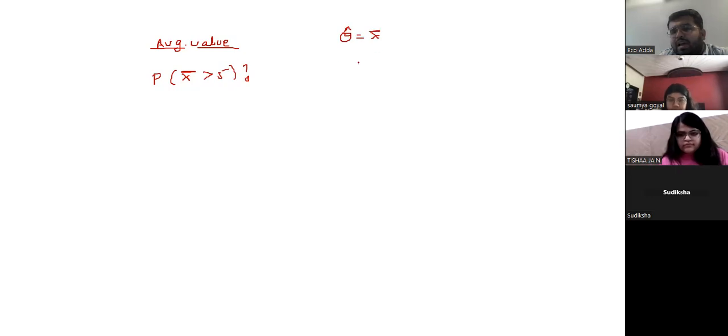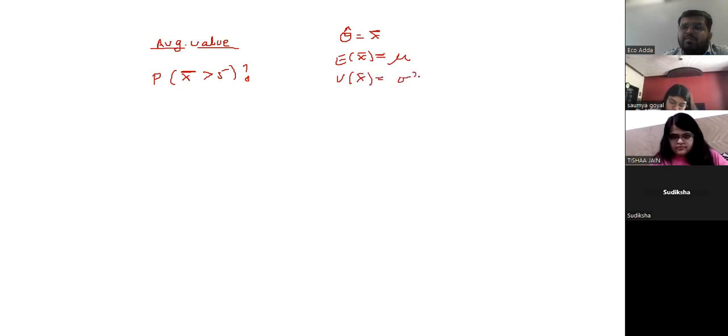You know that the expectation of x bar is equal to mu. The proof is not in your syllabus, so I'm not doing it, but if you need any clarification, I can happily do the proof. And variance of x bar is nothing but sigma square by n, where n is your sample size. Therefore, for the distribution of x bar, can we write x bar follows normal distribution with mu comma sigma square by n?